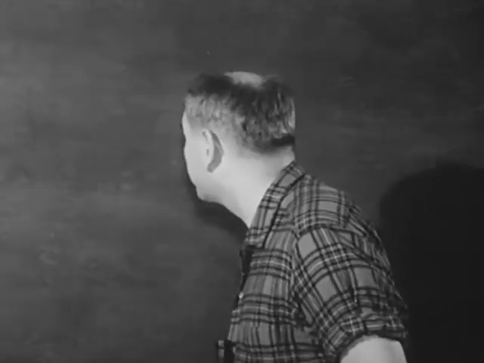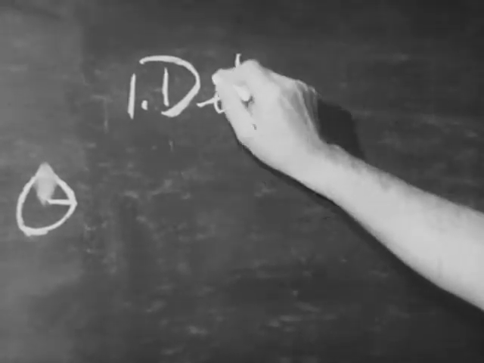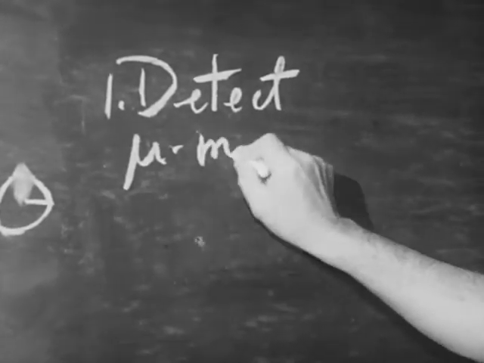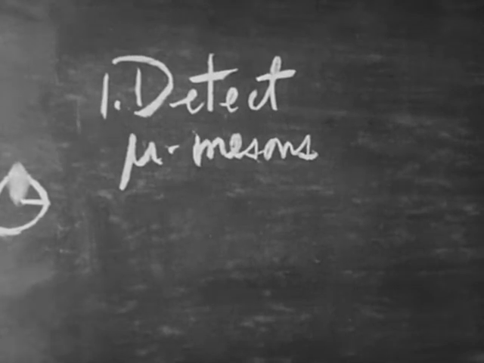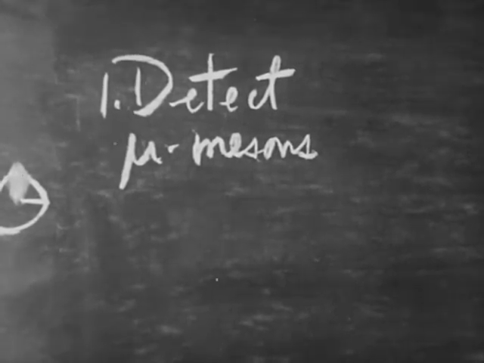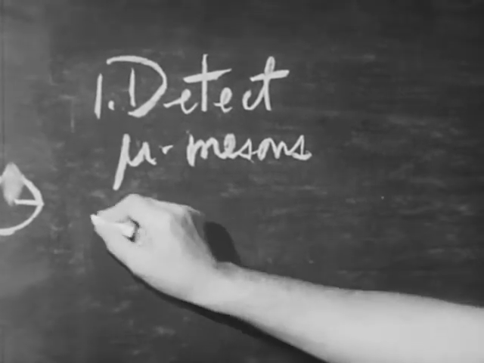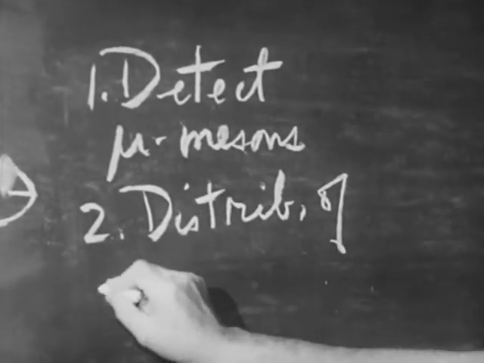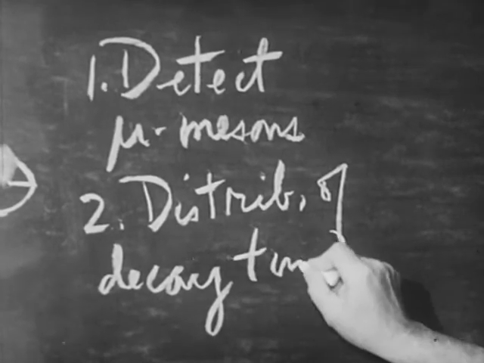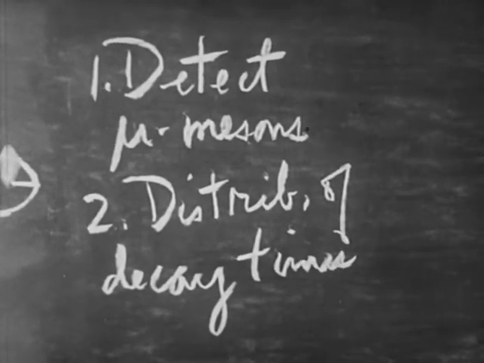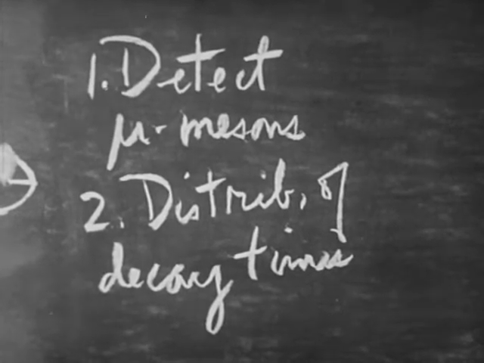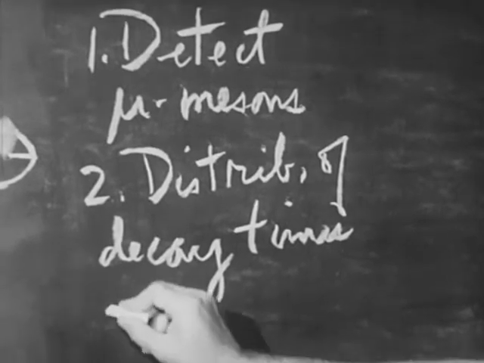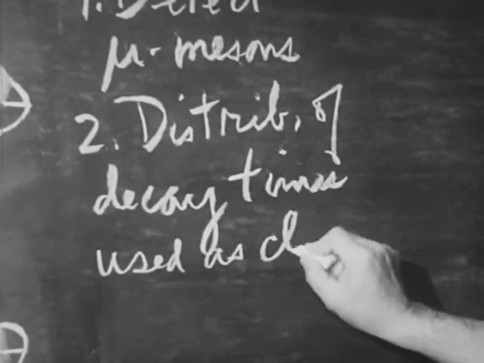These clocks we're going to show you. These are mu mesons, charged radioactive particles in the cosmic rays. First, we have to detect them. So, detect mu mesons. Then we'll stop some of these mu mesons to measure the distribution of their radioactive decay times. As you'll see, this will enable us to use these mesons to measure time intervals. So, distribution of decay times used as clock.